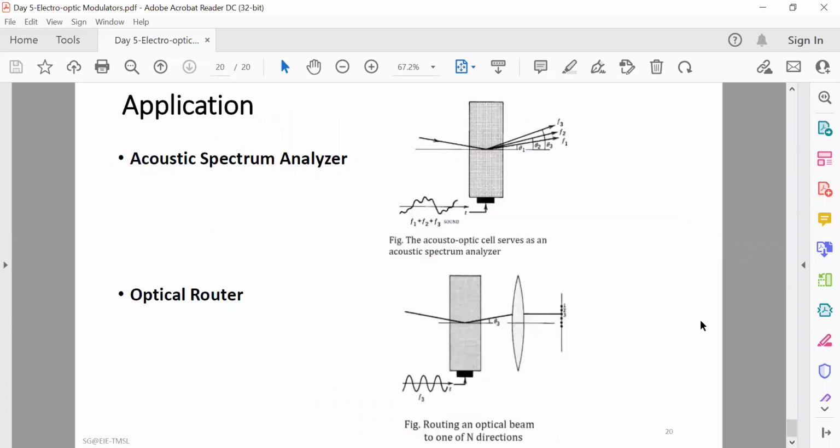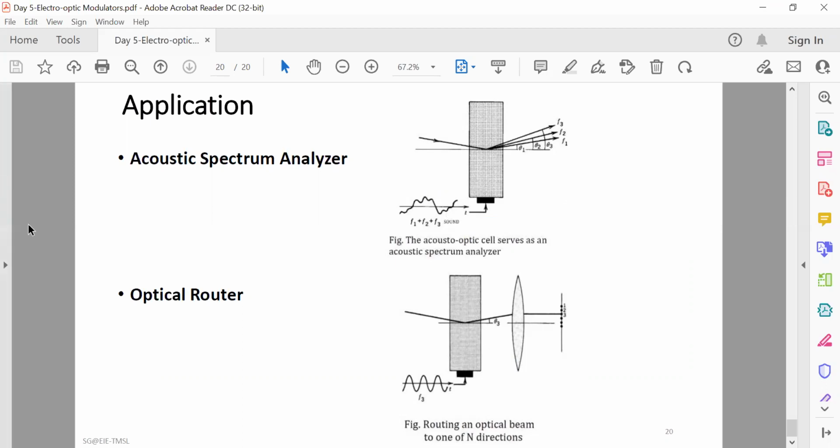Now, an application of this acousto-optic effect is in the acoustic spectrum analyzer, where a sound wave containing a spectrum of different frequencies disperses the light in different directions, with the intensity of deflected light in a given direction proportional to the sound component at the corresponding frequency.